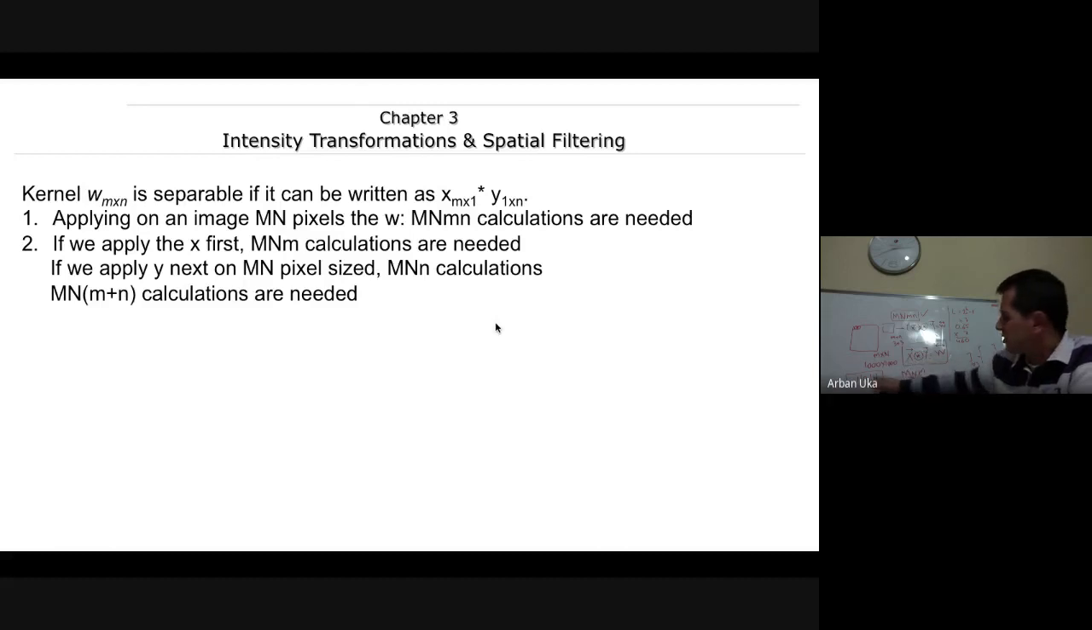And what this is doing is simply trying to detect vertical edges in an image. Okay, so this is a kernel. Now imagine you have kernels which are separable. Then the total number of calculations is capital M times capital N, times little m plus little n. So the number of calculations is going to be less.